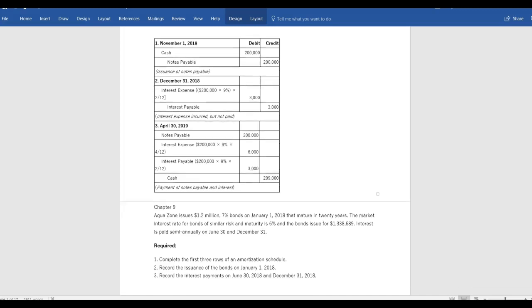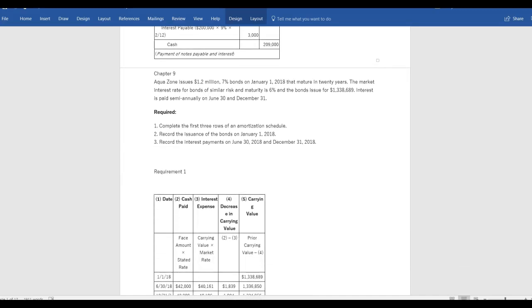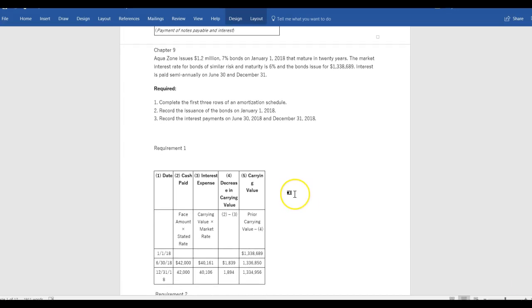Next, Chapter 9 says Aqua Zone issues $1.2 million in bonds. They're $1.2 million 7% bonds on January 1st that mature in 20 years. The market interest rate for bonds of similar risk and maturity is 6%. And it even tells us in this problem the bonds issue for $1,338,689. Interest is paid semi-annually on June 30th and December 31st.